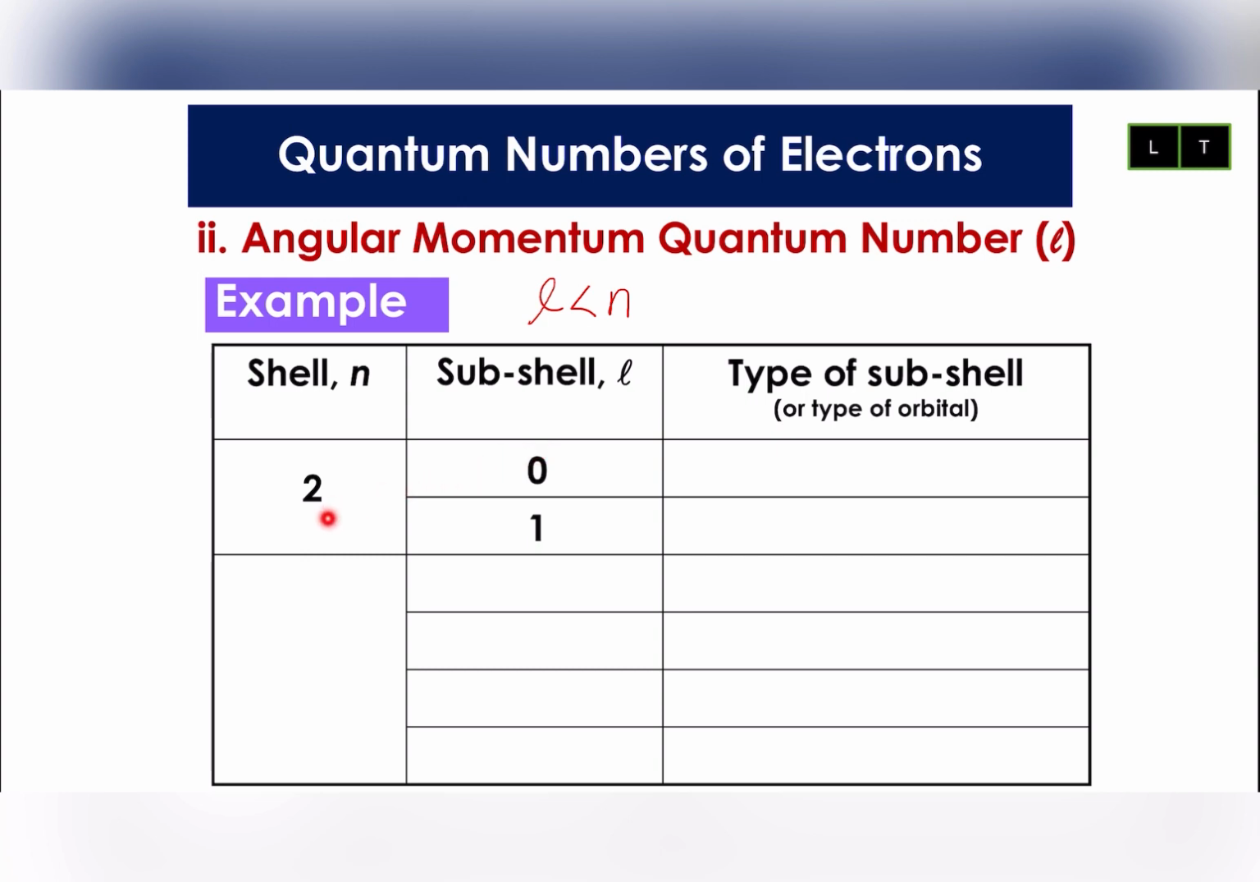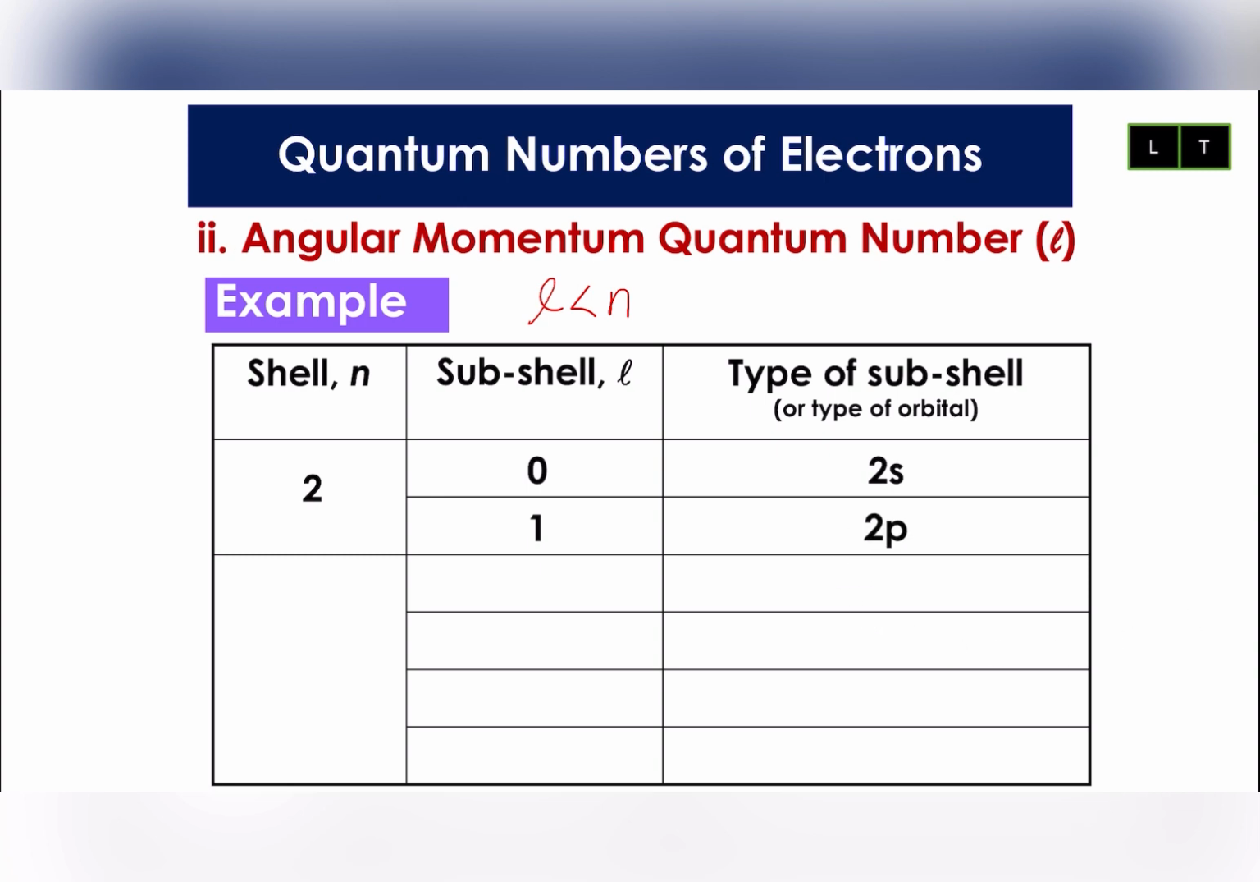And right now I have my shell as 2, so the type of subshell will be 2s. And next, I have L equals to 1. The symbol is P. But we talk about the same energy level, so the type of subshell will be 2p.